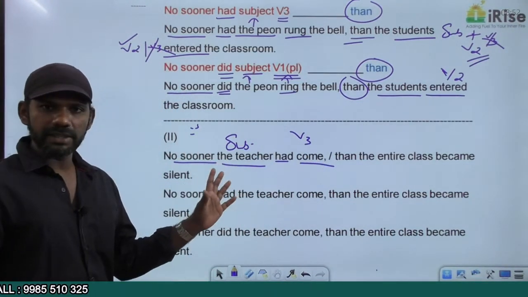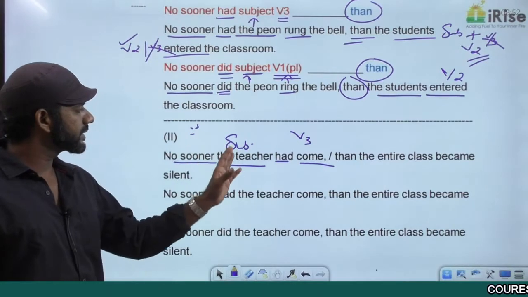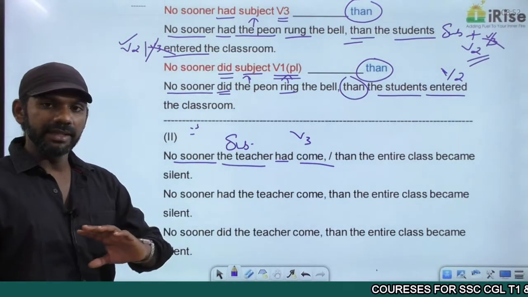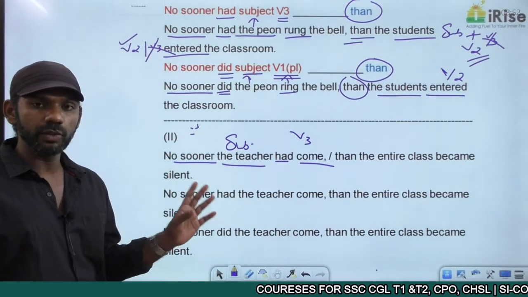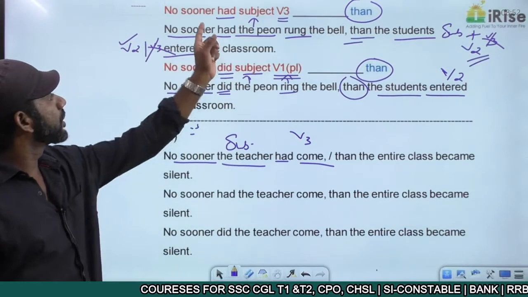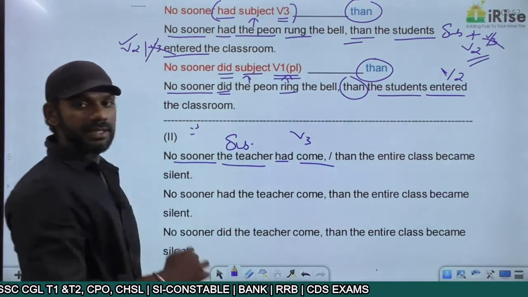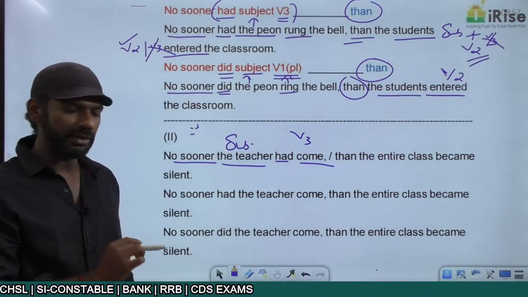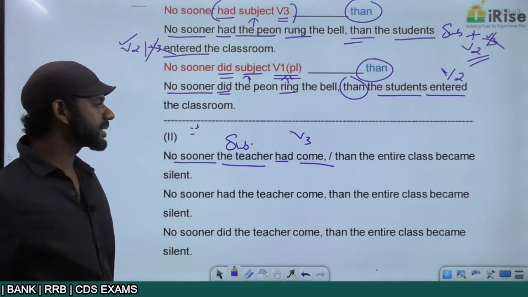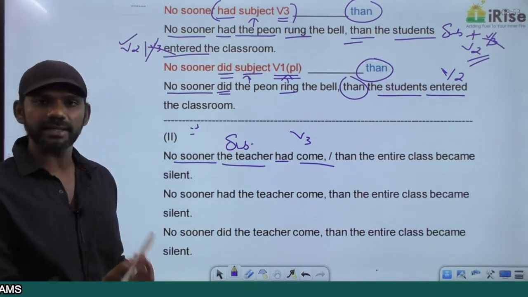So this statement is in the order no sooner subject had V3. There is no structure like no sooner subject had V3. It is always no sooner had subject V3. That is the rule. That is the order, the correct structure. This sentence is in the order no sooner subject had V3.